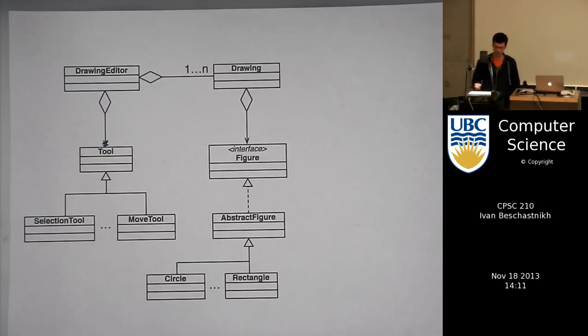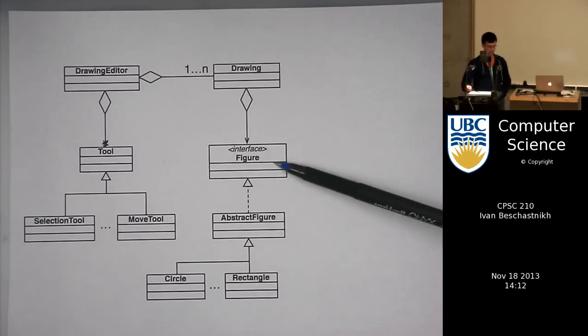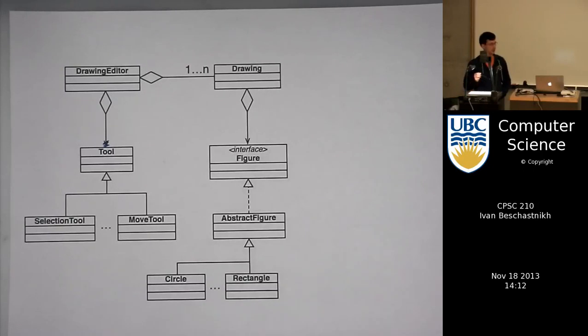So for us, the more interesting part of the diagram is going to be on the right. So if I look at drawing, my drawing knows about multiple figures, and a figure is an interface. So a figure has multiple operations, like you can draw the figure, you can figure out if a point is inside of a figure, you can translate it, move it across, you can select it, and so forth. So a bunch of these operations that are not implemented within this interface, they're implemented partially within the abstract figure. So abstract figure implements this figure interface. And down below, you're going to have circle, rectangle, and all these figures that you can add to the project.